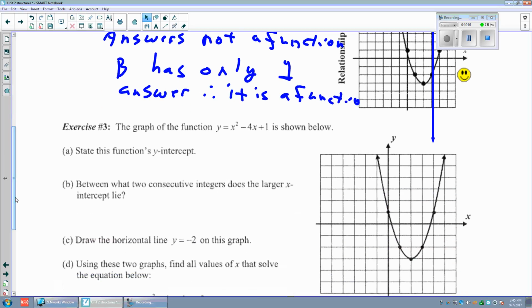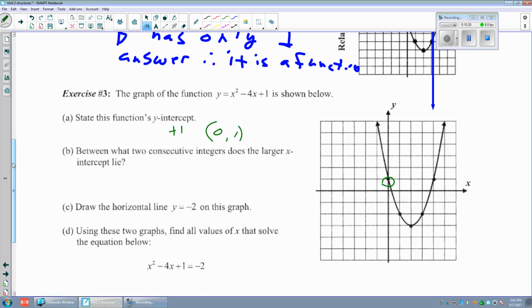Got it? Good. The graph of the function y equals x squared minus 4x plus 1 is shown below. There it is. State this function's y-intercept. Y-intercept, positive 1. You could do 0, 1. Between what two consecutive integers does the x-intercept lie? X-intercept, where does it cross the x-axis? The larger one. There we go. 1, 2, 3. Between 3 and 4.